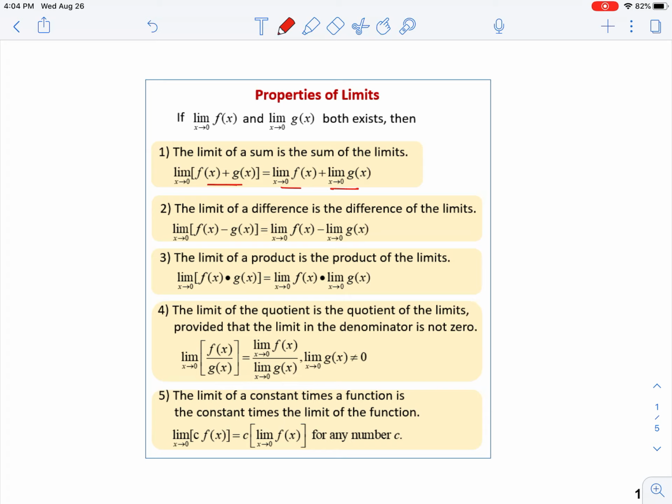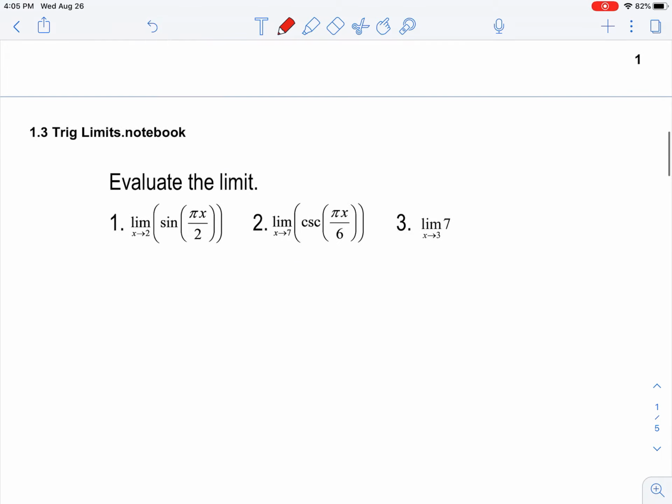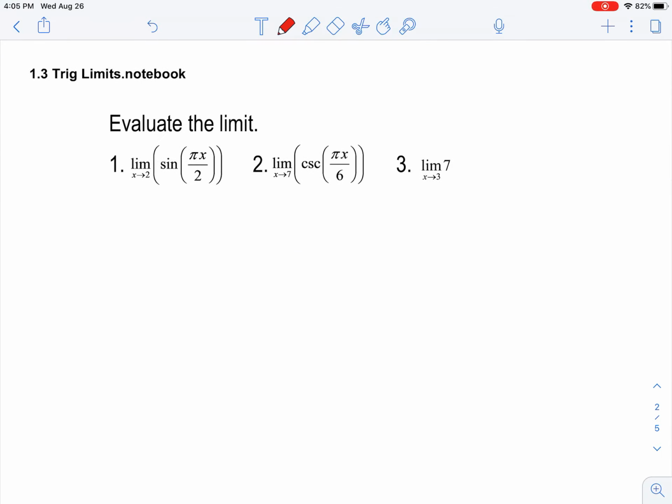Okay, so real simply, the limit of a sum is the sum of the limits. Same with subtraction, multiplication, and division. And then you can always take a constant and just move it out front. Okay? All right, so let's do some trig limits.